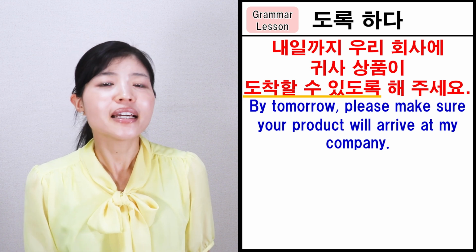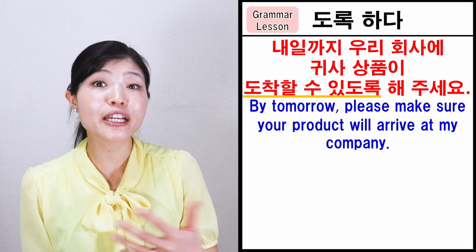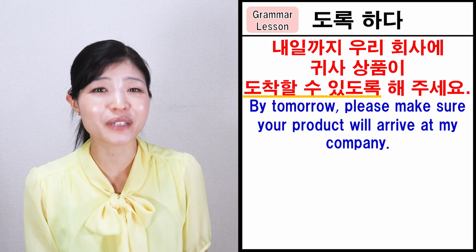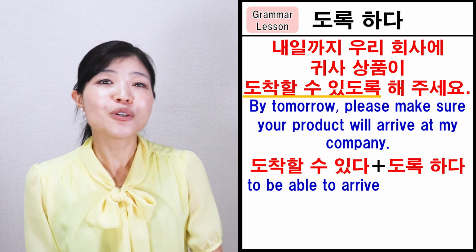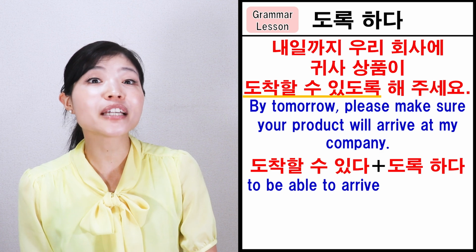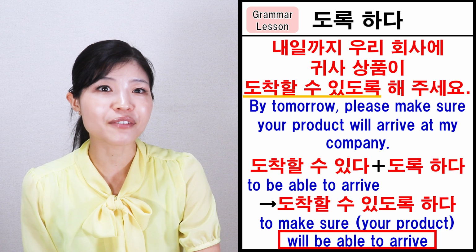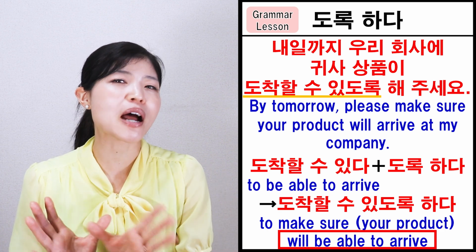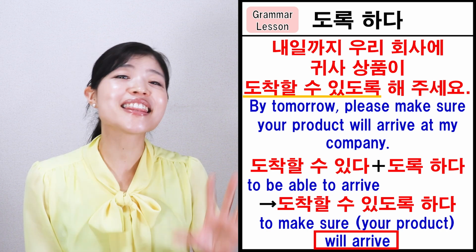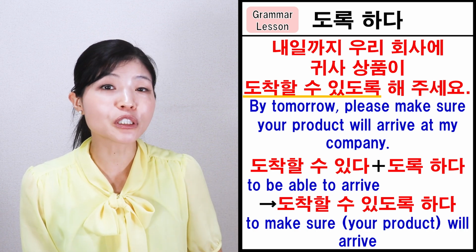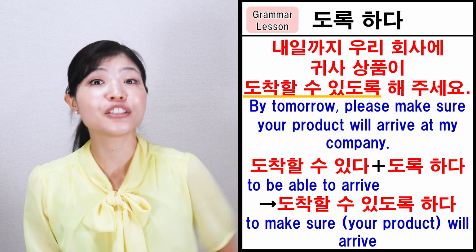내일까지 우리 회사에 기사 상품이 도착할 수 있도록 해주세요. By tomorrow, please make sure your product will arrive at my company. Here, 도착할 수 있다 means to be able to arrive. You add 도록 하다 to the stem to make 도착할 수 있도록 하다, to make sure your product will be able to arrive. In this sentence, "will be able to arrive" sounds strange in English, so I changed it to "will arrive." In this sample sentence, this word has the first meaning, to make sure the subject does, because the speaker is nudging the listener to take an action.